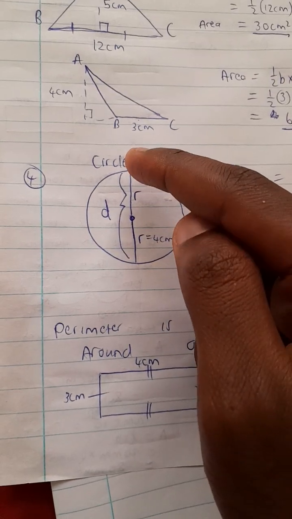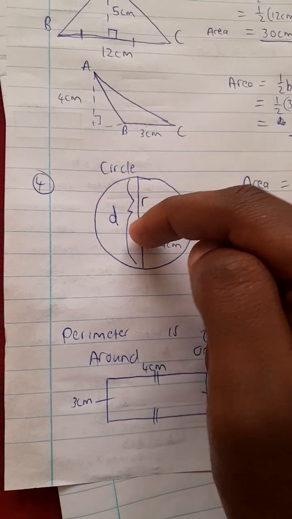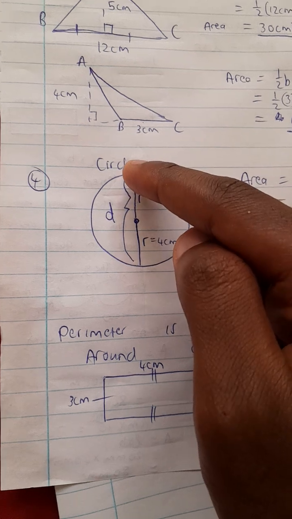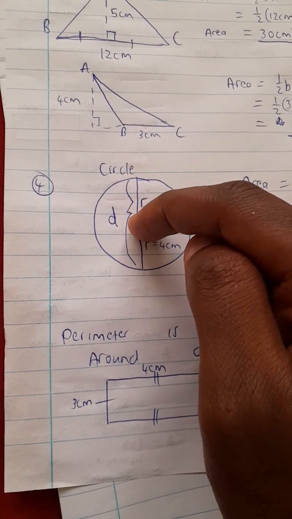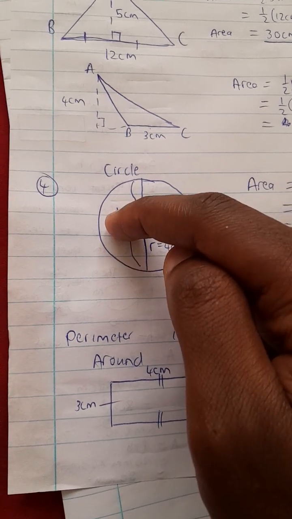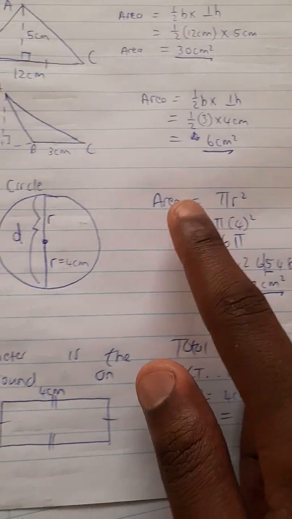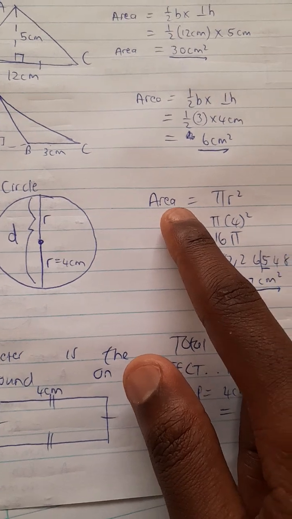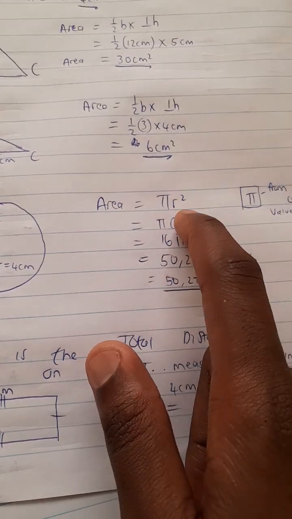Then we have the radius, which is from the circumference to the center. So basically diameter is 2 times the radius, whereas radius is actually half of a diameter. Okay, so the formula for calculating the area of a circle is given by pi r squared.